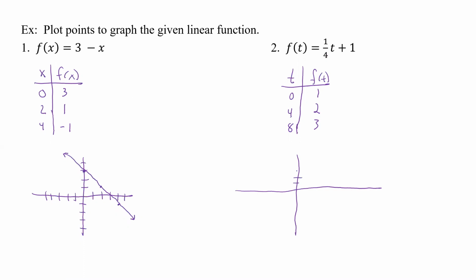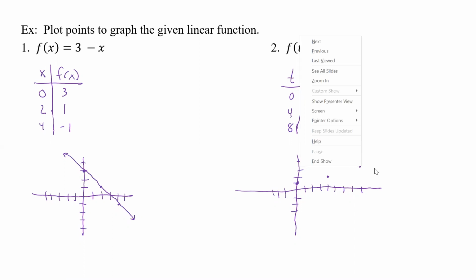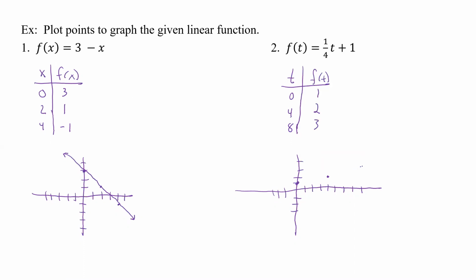So we have 1, 2, 3, 4, and 1, 2, 3, 4, 5, 6, 7, 8. So 0, 1, that's going to be our first point. 4, 2, so 1, 2, 3, 4, and 1, 2. And then 8, so that's 4, 5, 6, 7, 8, and that goes up to 3. And so now trying to draw that line, we get something like that.